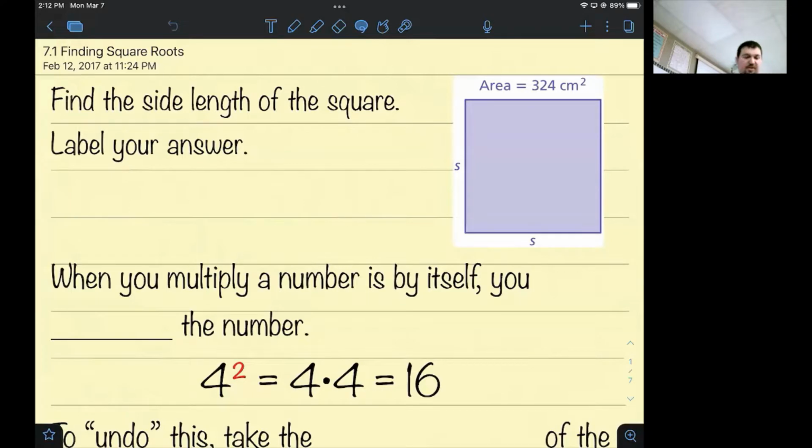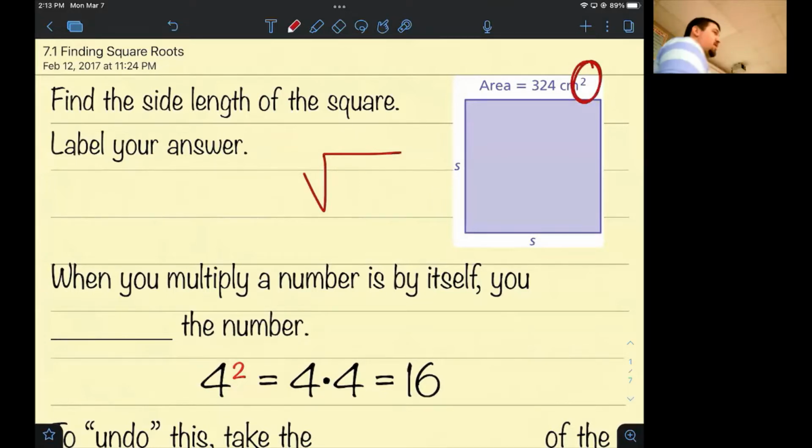All right, section 7.1: find the side length of the square, label your answer. This question right here is why, when you see this symbol, you call it a square root. Finding the square root of a number is the exact opposite, or inverse, of squaring a number. The reason when we raise something to the second power we say we're squaring it is because we're finding the area of a square that has that side length.